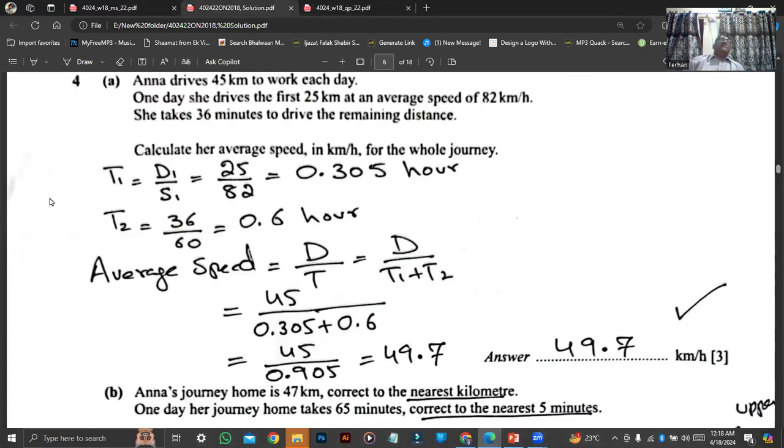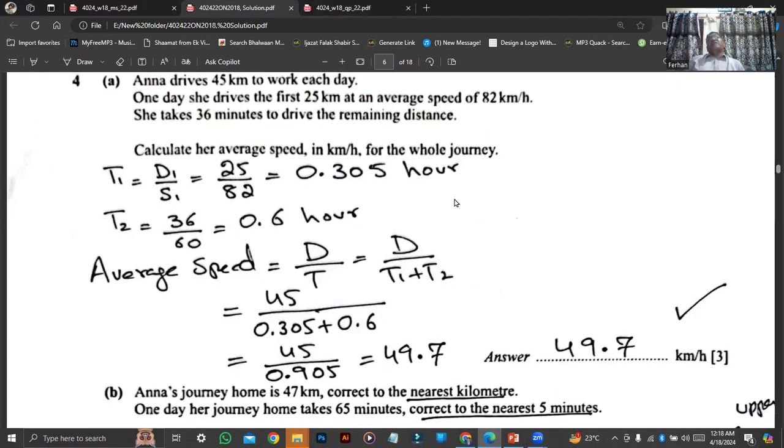So the time 1 will be distance 1 divided by the speed 1, that is 25 kilometers divided by 82 kilometers per hour, and that will be 0.305 hours. The time taken for the second portion is 36 minutes, but I will convert this into hours. For that purpose, I will divide it by 60, and you will get 0.6 hours. 36 divided by 60 is 0.6 hours.